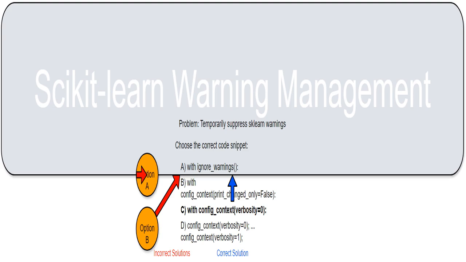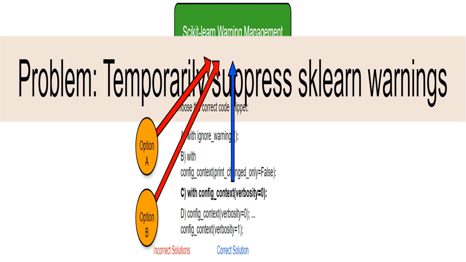I'll manage warnings from the scikit-learn library. Scikit-learn is a popular machine learning library in Python, and sometimes it generates warnings. I need to control these warnings, sometimes silencing them temporarily. I want to temporarily stop warnings from appearing during a specific part of my code. The goal is to make my code cleaner and easier to read without permanently changing how scikit-learn handles warnings.